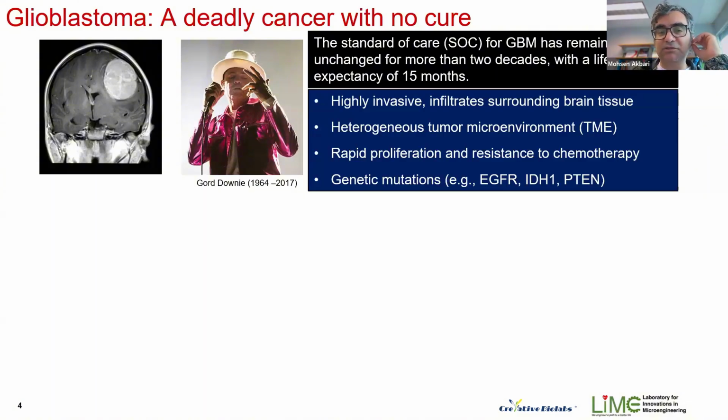The cancer cells infiltrate into surrounding brain tissues for up to a few centimeters away from the border of the tumor. The tumor microenvironment is highly heterogeneous. The cells rapidly proliferate and then quickly become resistant to the only chemotherapy that is available, and the tumor itself has different genetic mutations between patients, and even over time, the genetic mutations of the cells change as they are exposed to the treatment.